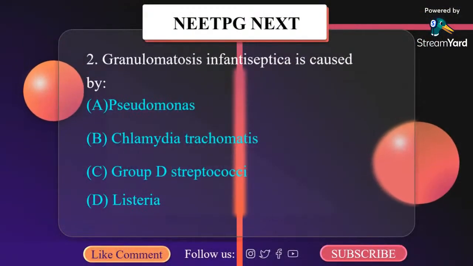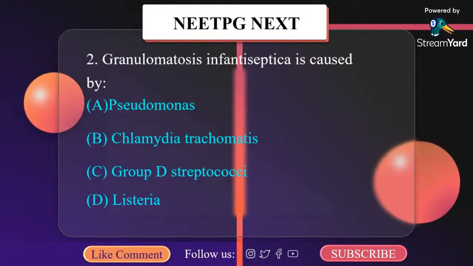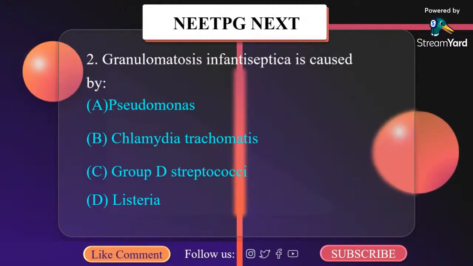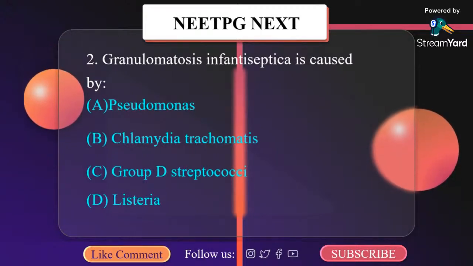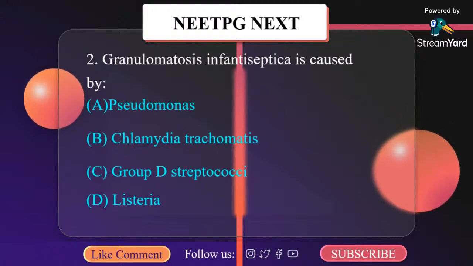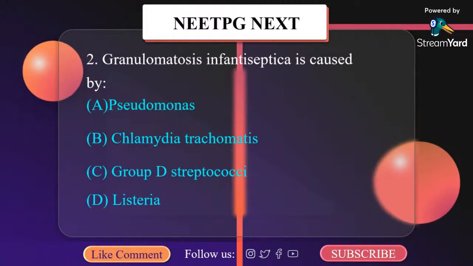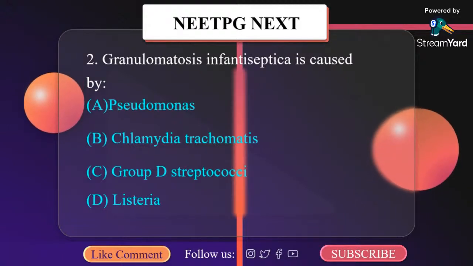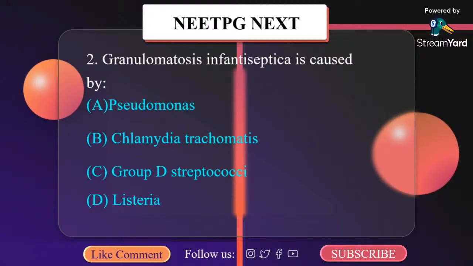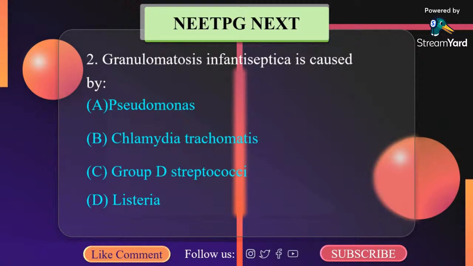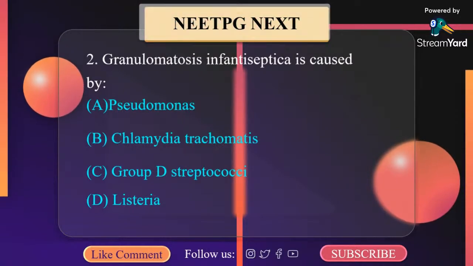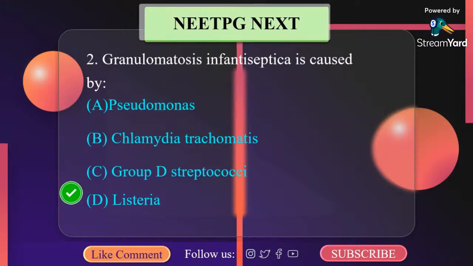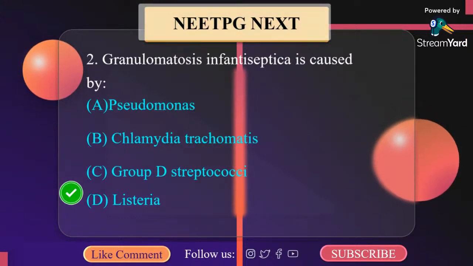Granulomatosis infantis septica is caused by A. Pseudomonas, B. Chlamydia trachomatis, C. Group D streptococci, D. Listeria. What do you think is the correct answer here? The correct answer here is D. Listeria.